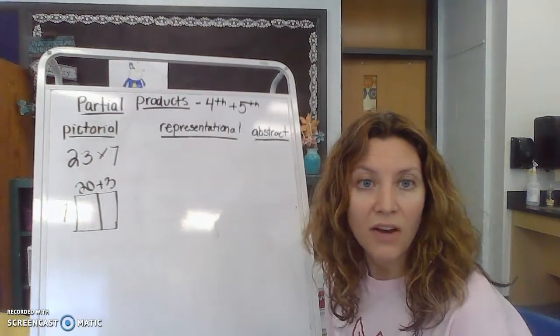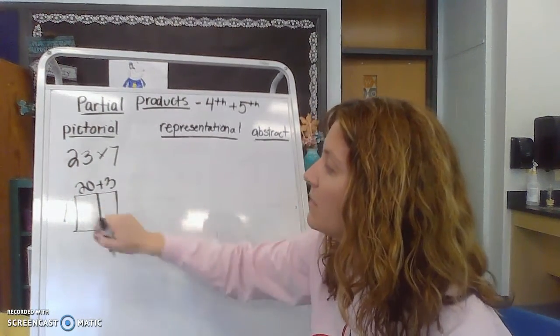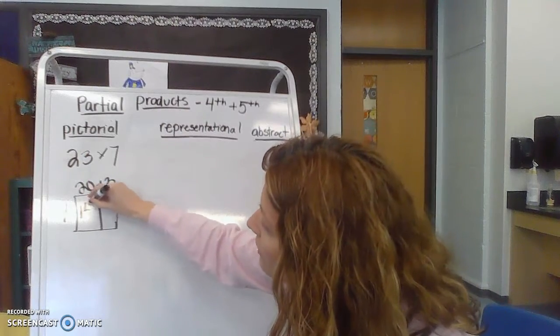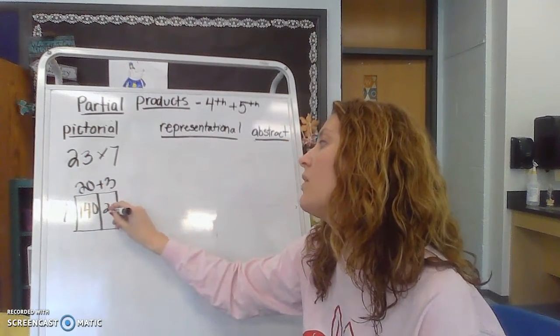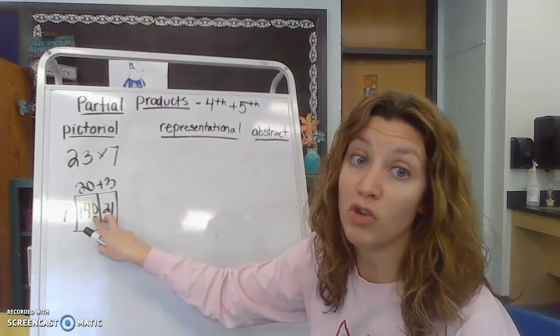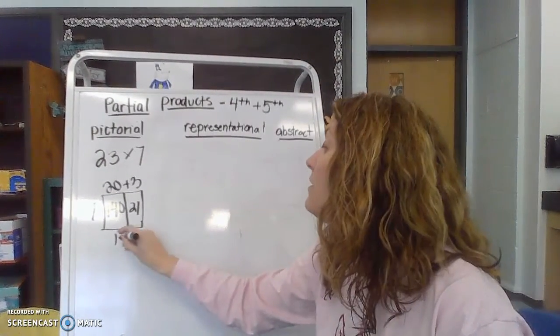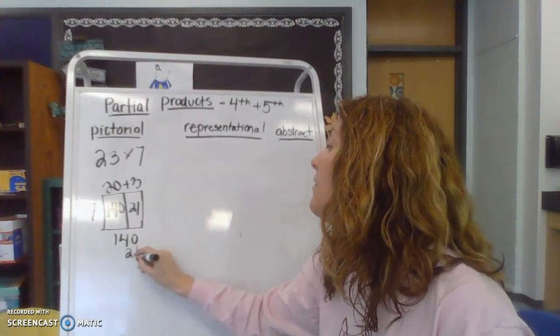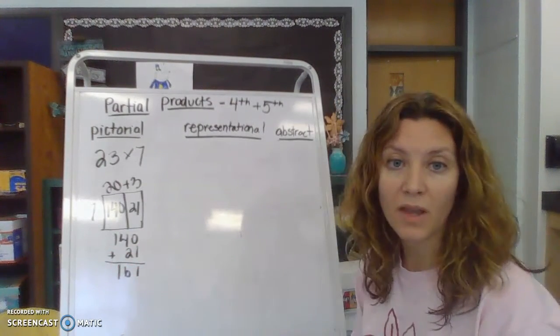With the area model, the students will multiply the value of 7 times the value of 20 to get 140, and then multiply the value of 7 times 3 to get 21. We call these our partial products, and then students will add them together to get their final answer of 161.